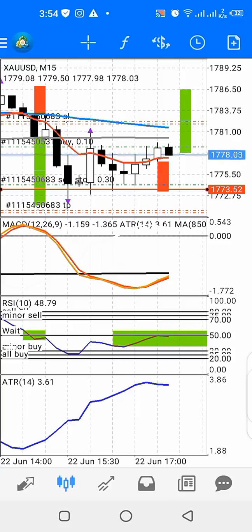Now, it depends on the risk to reward ratio that you want to use. Are you using risk to reward ratio 1:1, or are you using risk to reward ratio 1:2, or are you using risk to reward ratio 1:3? It depends on the risk to reward ratio that you want to apply.